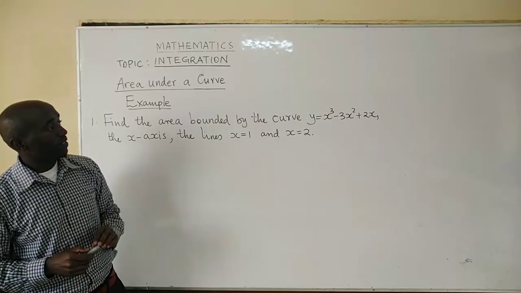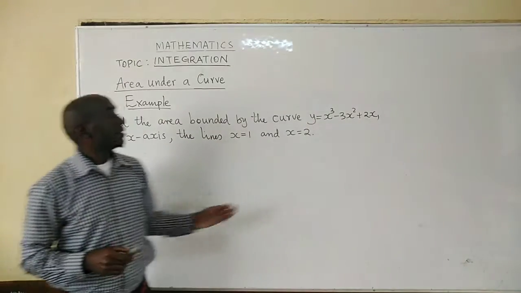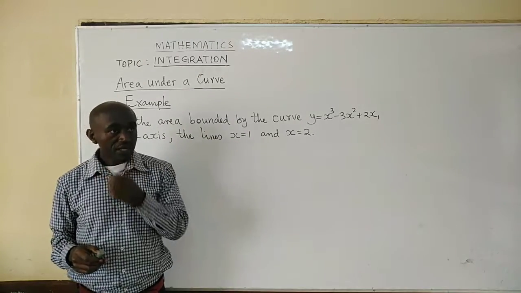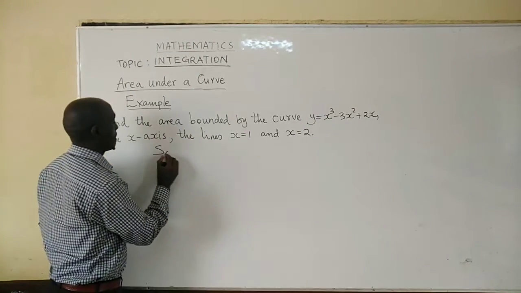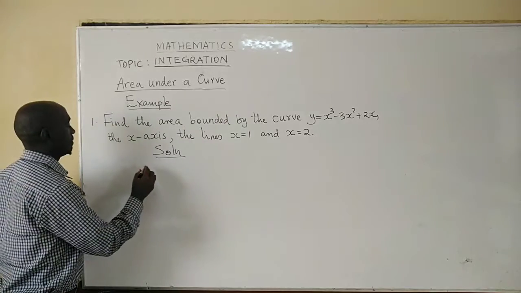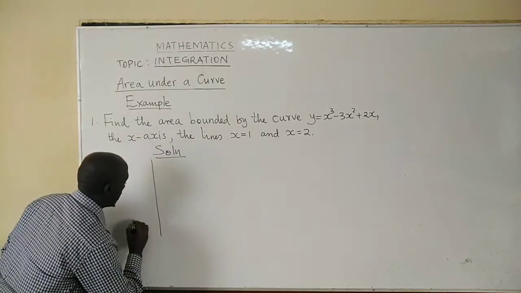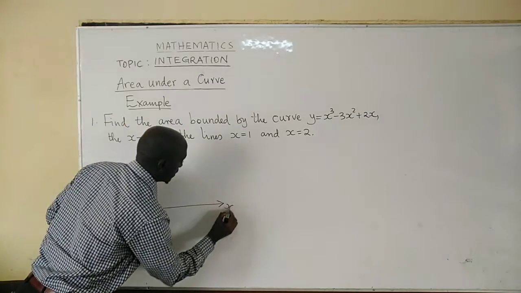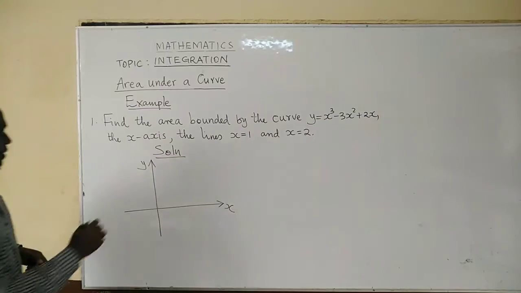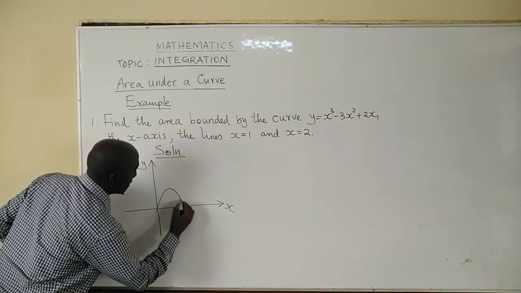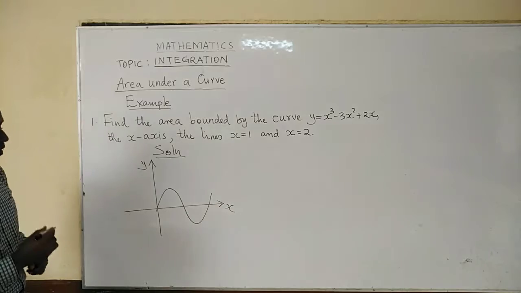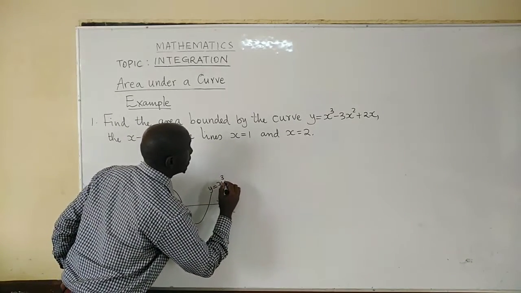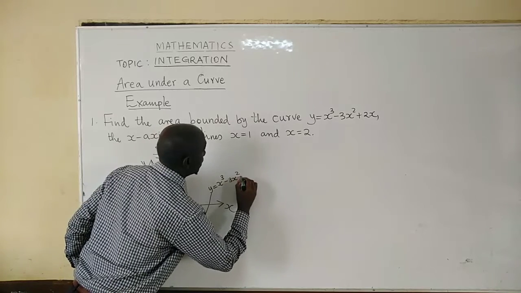We have 4 boundaries: the curve, the x-axis, the line x is equal to 1 and x is equal to 2. If you draw the graph, my dear learner, I'm going to sketch the curve. So that is the y-axis and that is the x-axis. The curve will look like this. That is the curve y is equal to x cubed minus 3x squared plus 2x.